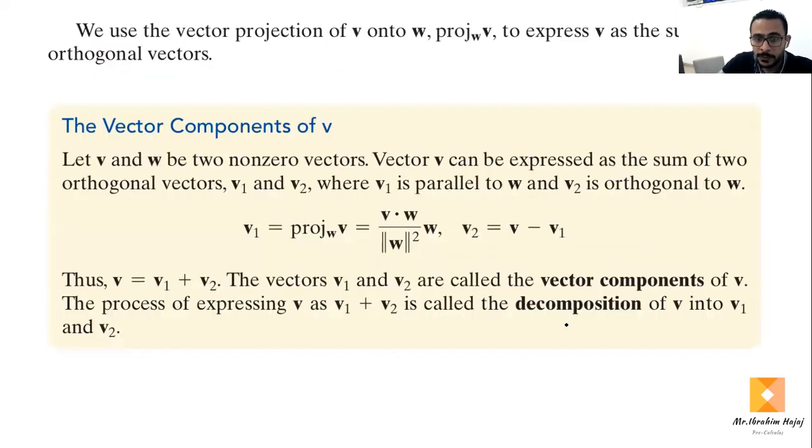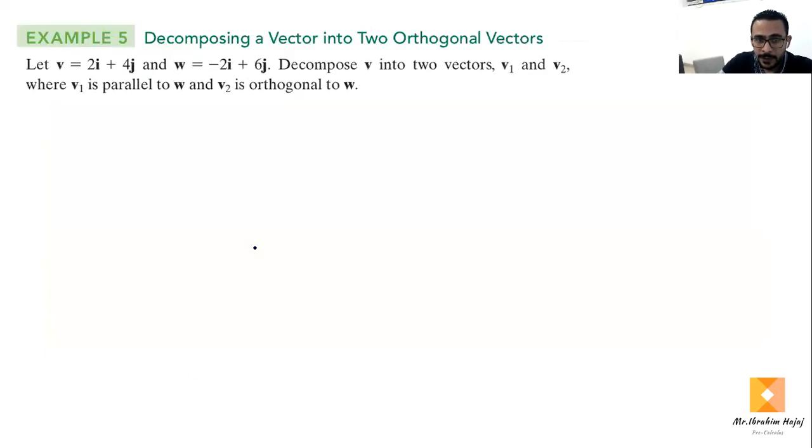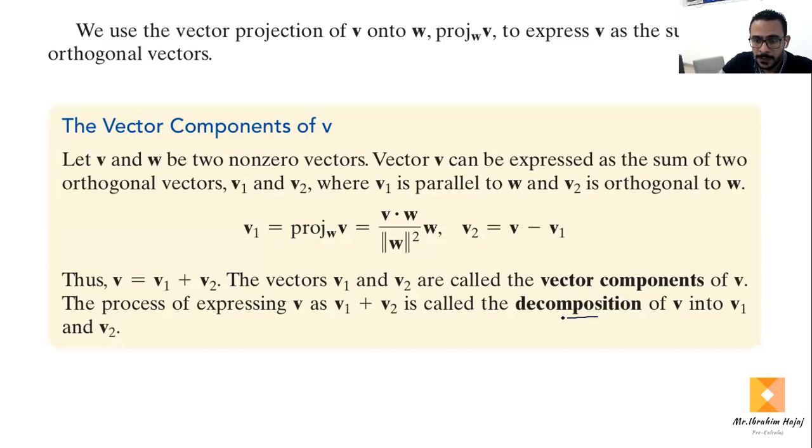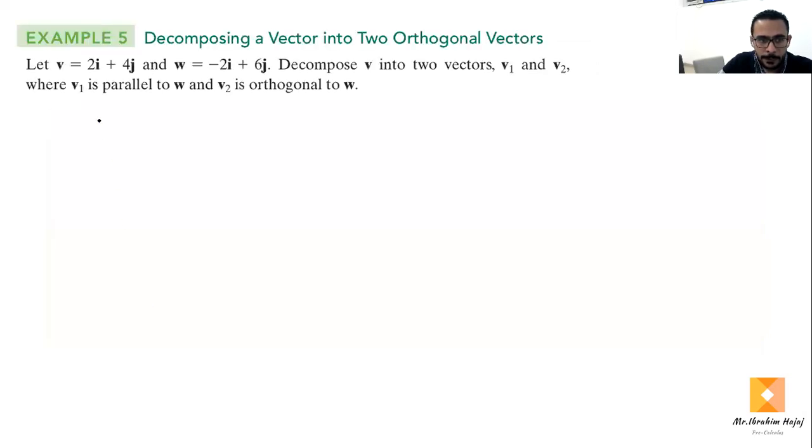What matters to us here in math is, when it's given, for example, two vectors, decompose V into two vectors V1 and V2. Decomposition means writing this vector V as the sum of V1 and V2, the vector components of V, where V1 is parallel to W and V2 is orthogonal to W. Okay?